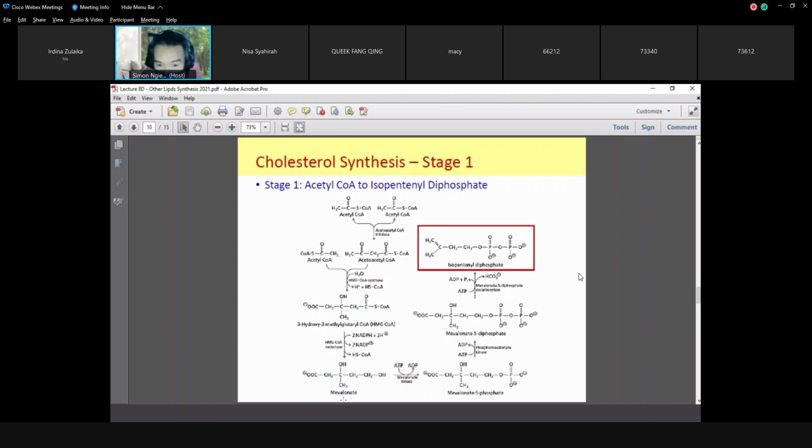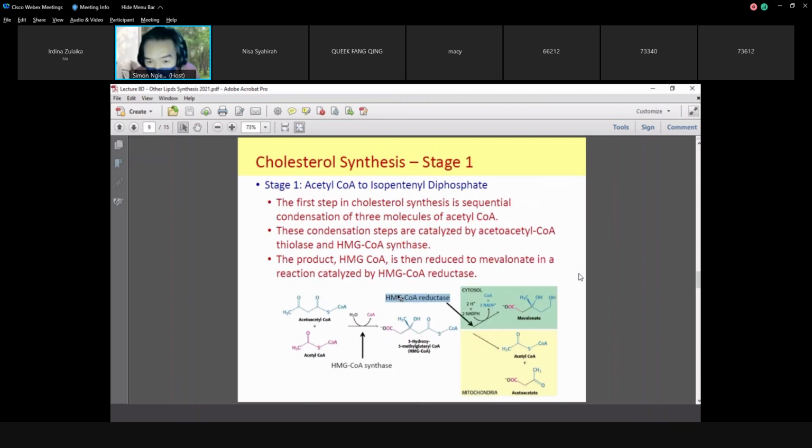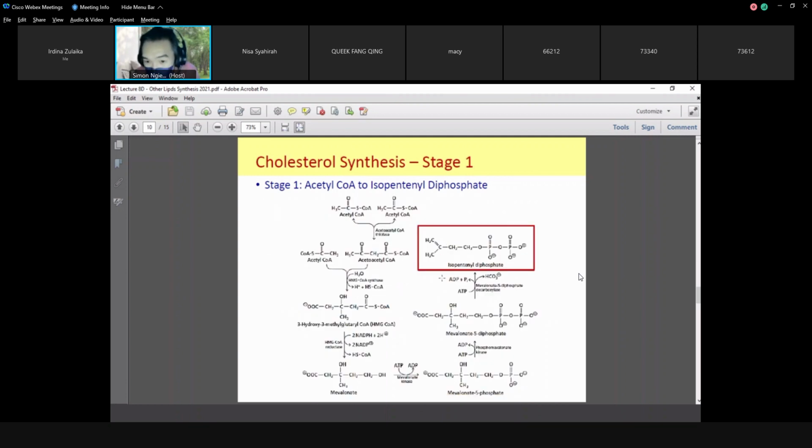This mevalonate is converted through a series of a few more steps, eventually losing one carbon. Don't forget, the main purpose is to generate your isoprene, isopentenyl diphosphate, a five carbon member. From C2 to C5, the C5 is the isoprene. Once you have this, you move to the next stage.